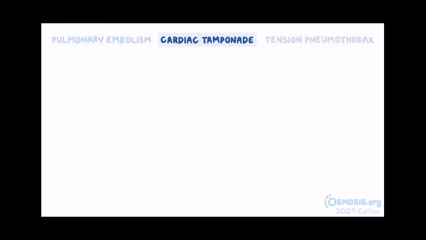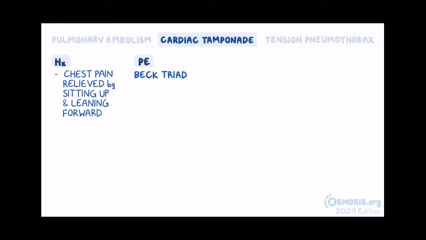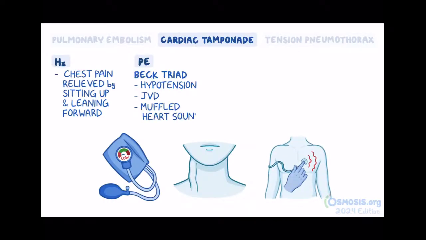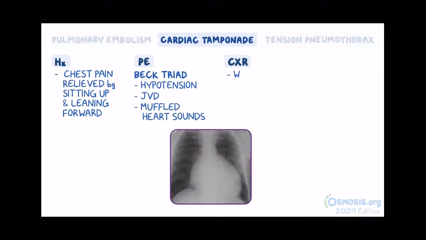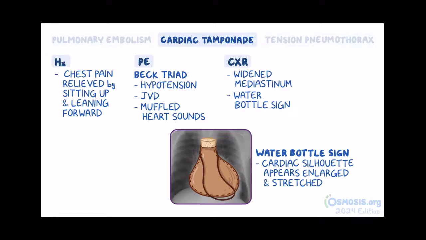On the other hand, in cardiac tamponade, individuals usually report chest pain that's relieved by sitting up and leaning forward. The classic physical findings, known as the Beck triad, include hypotension, jugular venous distension, and muffled heart sounds. Chest X-ray might reveal a widened mediastinum and a water bottle sign, where the cardiac silhouette appears enlarged and stretched. Diagnosis of cardiac tamponade can be confirmed via echocardiogram, which typically shows pericardial effusion as well as the diastolic collapse of the right atrium and ventricle.